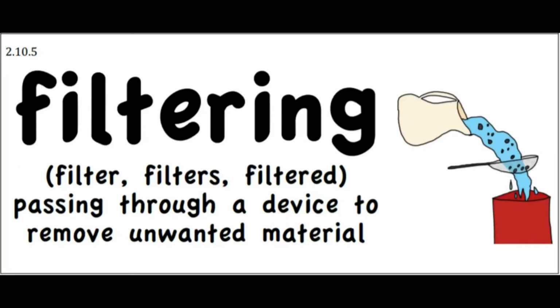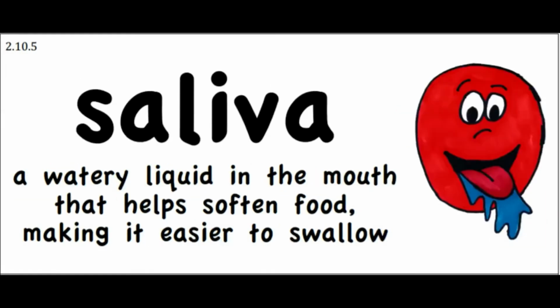Filtering, removing unwanted materials. For example, the water plant is filtering unsafe elements from our drinking water all day and all night. Saliva. Saliva is a watery liquid in the mouth that helps soften food, making it easier to swallow. For example, May's mouth filled with saliva while the dentist worked on her teeth.